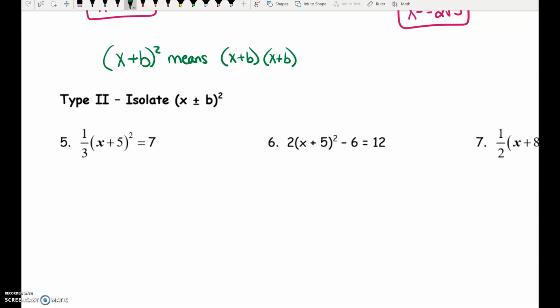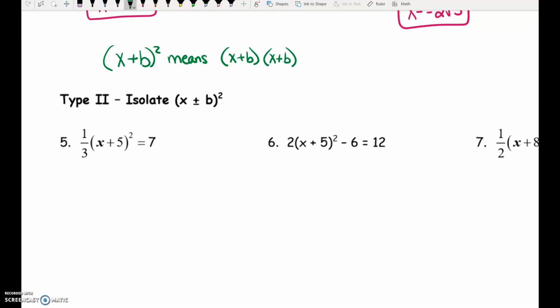And do you really want to FOIL on these problems? No. So think of the square as a padlock. That set of parentheses is a shed, and that square is a padlock on the shed. And you cannot touch the x or the 5 until the padlock has been removed. And you remove the padlock with a square root.